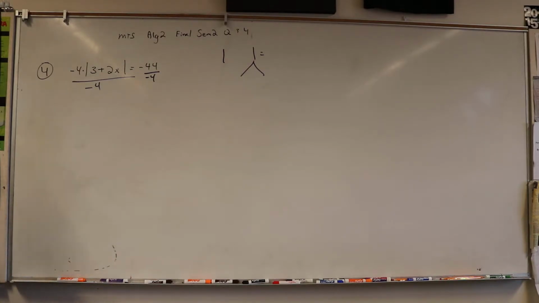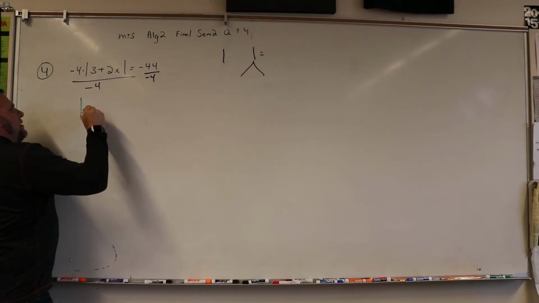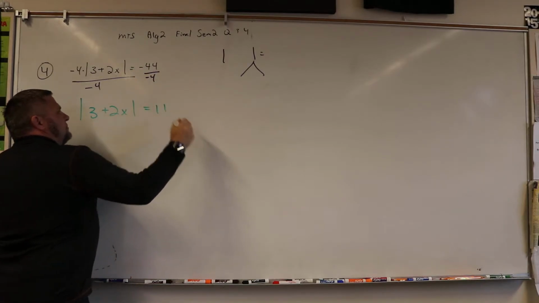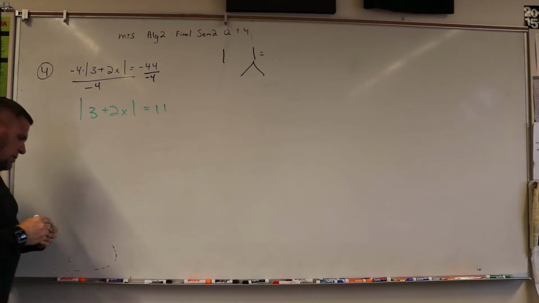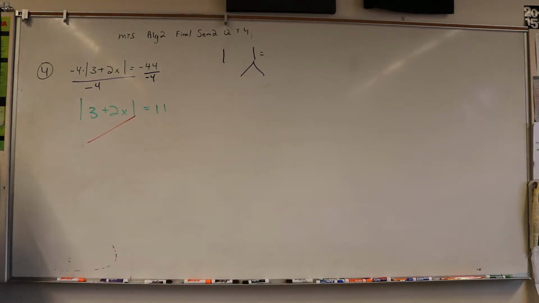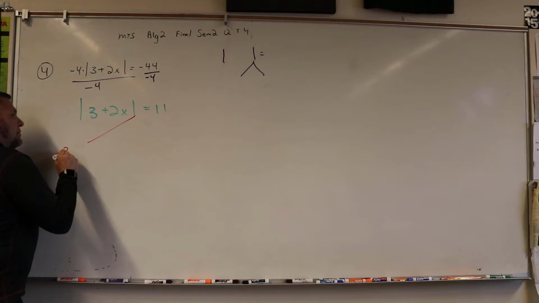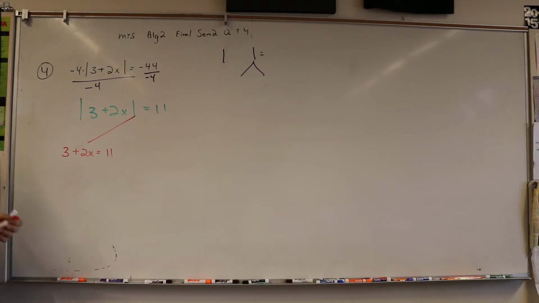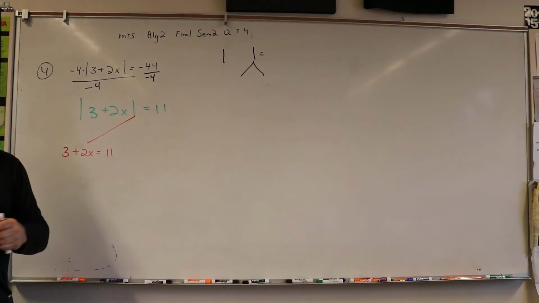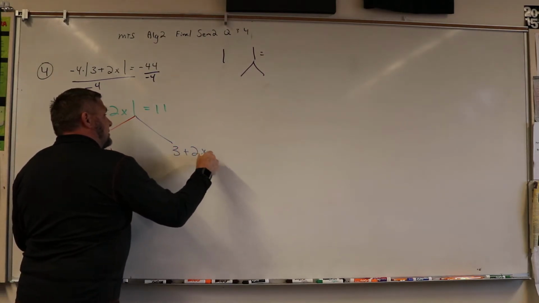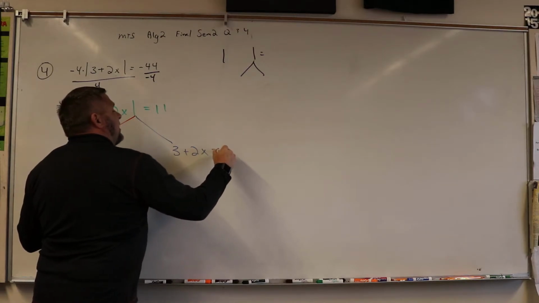Okay. Alright, so we get the absolute value of 3 plus 2x equals 11. Is that right? Yep. Okay. Then we're going to go in two directions. One, as if this were positive. So that would be 3 plus 2x equals 11. Two, as if it were negative. So that would be 3 plus 2x is equal to negative 11.